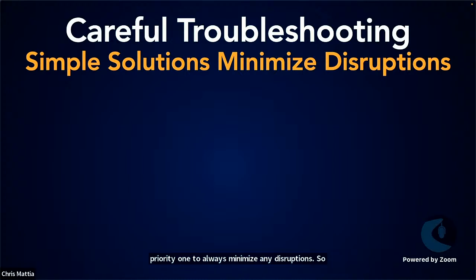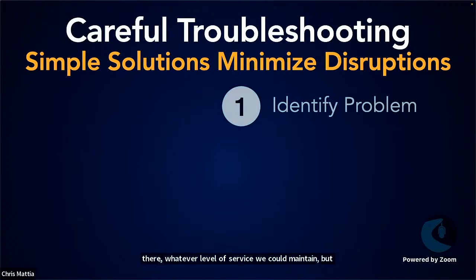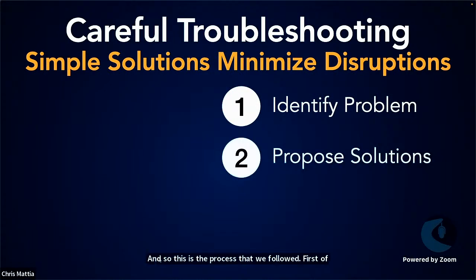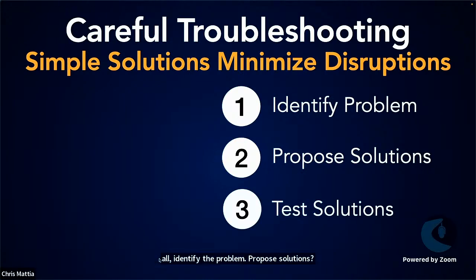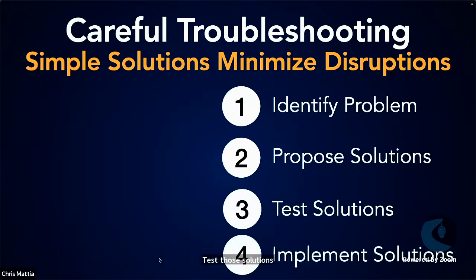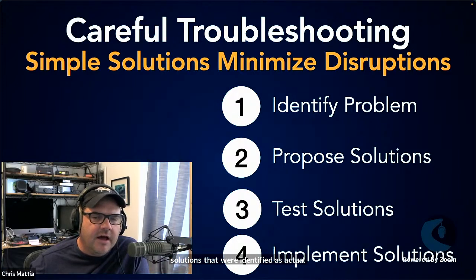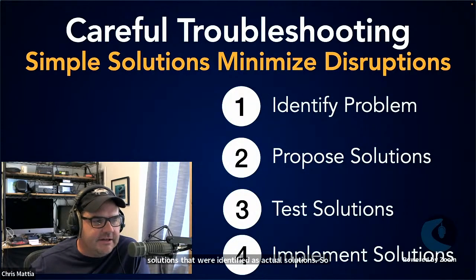So we want to maintain whatever level of communication was there, whatever level of service we could maintain, but constantly improve it without any disruptions. And so this is the process that we followed. First of all, identify the problem, propose solutions, test those solutions thoroughly, and then implement the solutions that were identified as actual solutions. So when we started to walk through this, let's go through this in a little more detail.